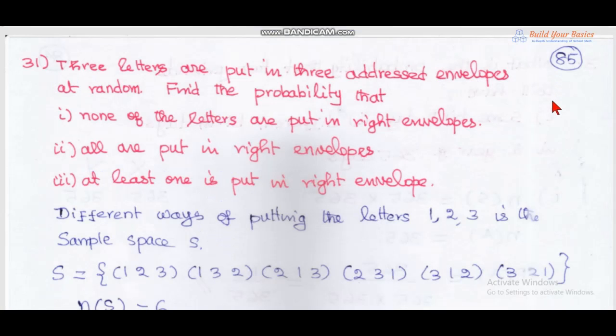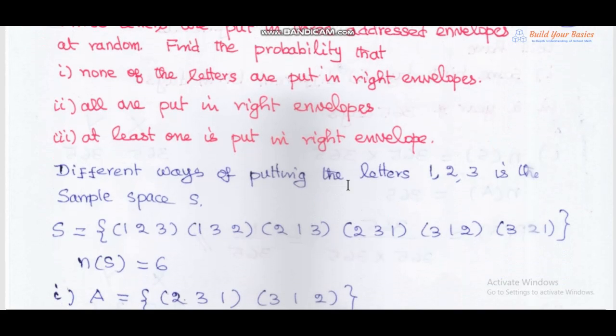Question number 31. 3 letters are put in 3 addressed envelopes at random. Find the probability that number 1, none of the letters are put in right envelopes. Number 2, all are put in right envelopes. Number 3, at least one is put in right envelope.